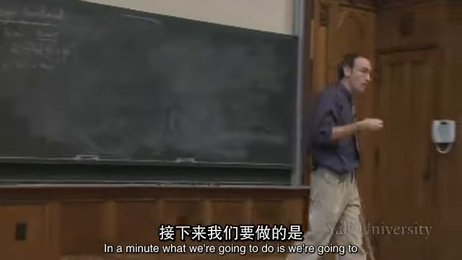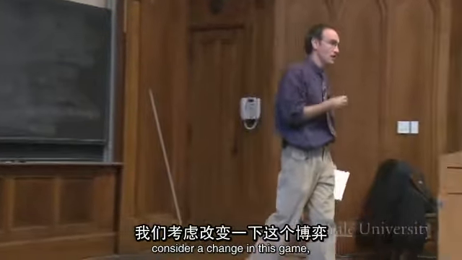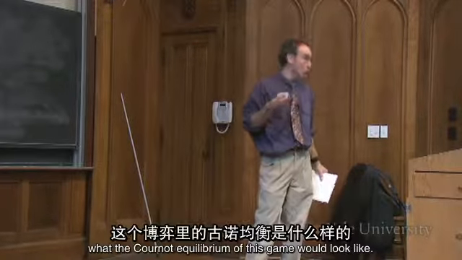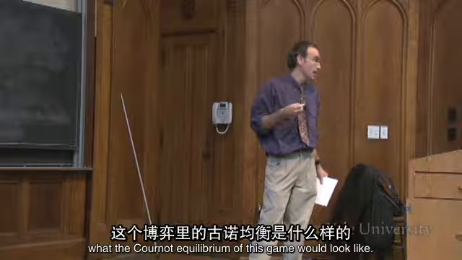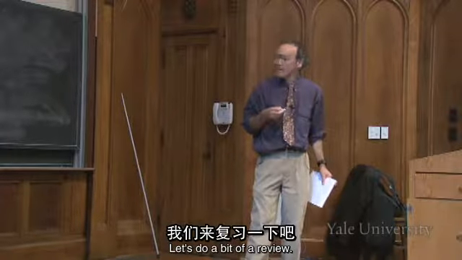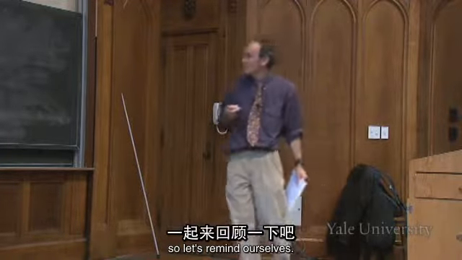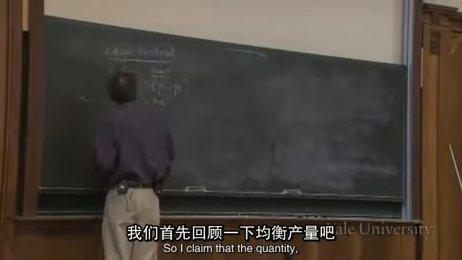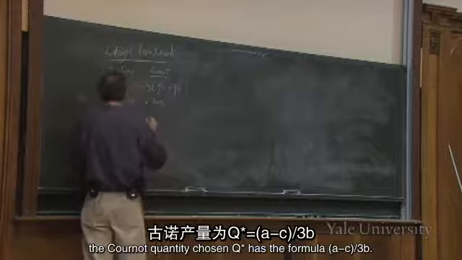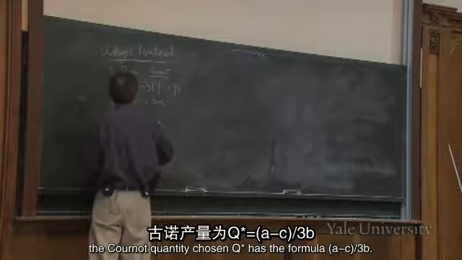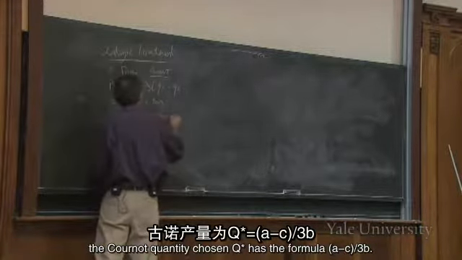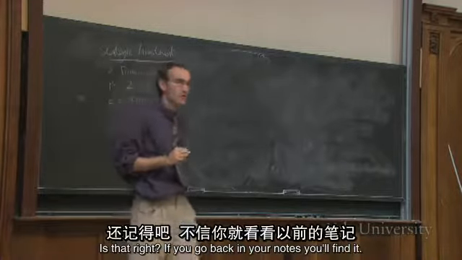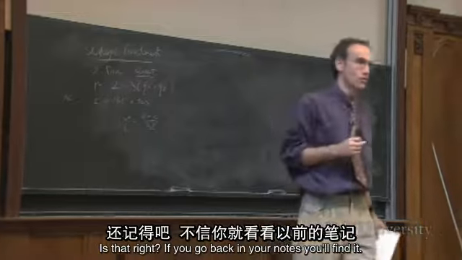Right? And in a minute what we're going to do is consider a change in this game. But before we do that, let's just remind ourselves what the Cournot equilibrium of this game would look like. All right, let's do a bit of a review. It's a while since we've seen Cournots. Let's remind ourselves. So I claim that the Cournot quantity chosen, Q star, has the formula (A minus C) over 3b. Is that right? If you go back in your notes, you'll find it.